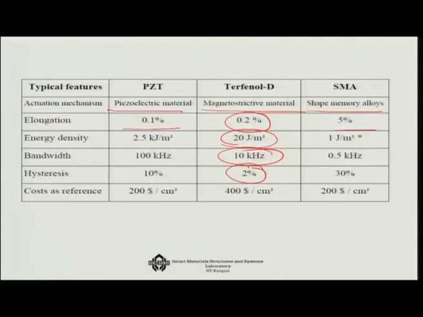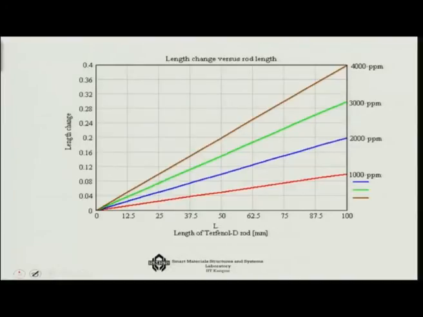So it means it behaves in a very linear manner, and cost wise it is actually double the cost of Terfenol-D, but it is easier to fabricate them. So in terms of that, it is sometimes easier than PZT or other counterparts. So this is a relative comparison between these materials.